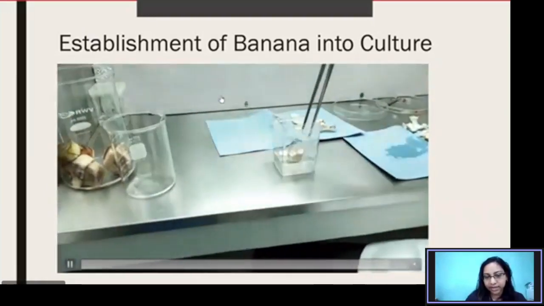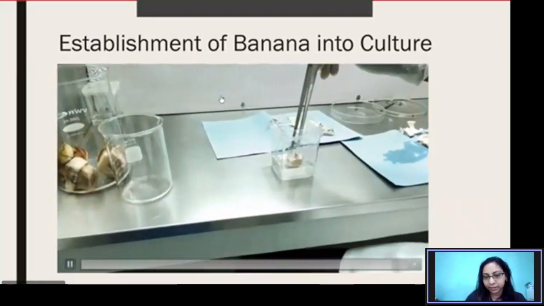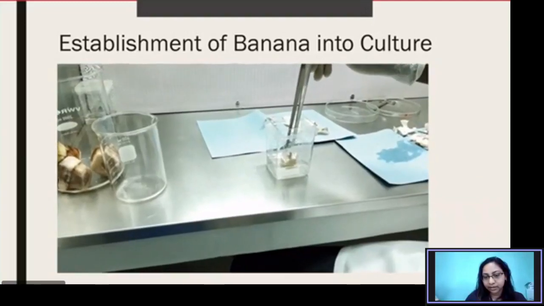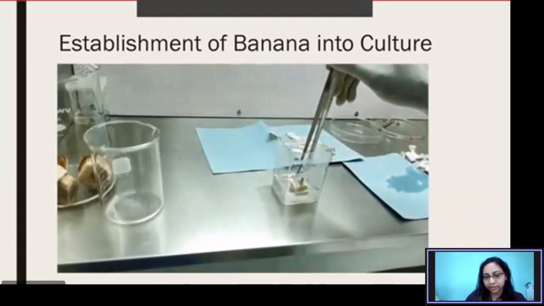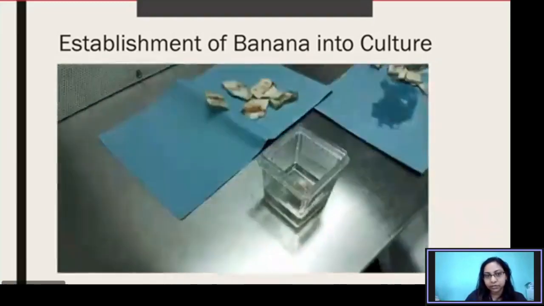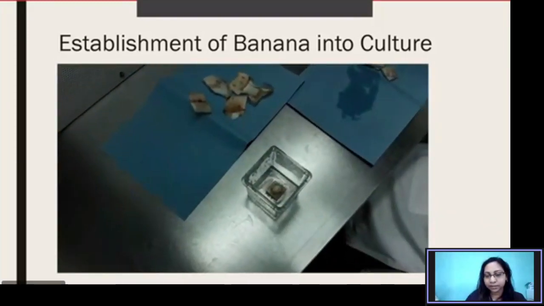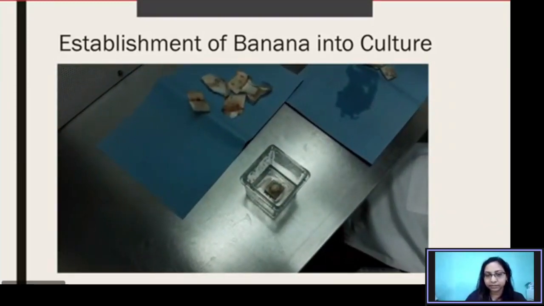Okay, so we have a gel-like medium, and we gently push it into the medium. So this is a demonstration of establishment into culture.